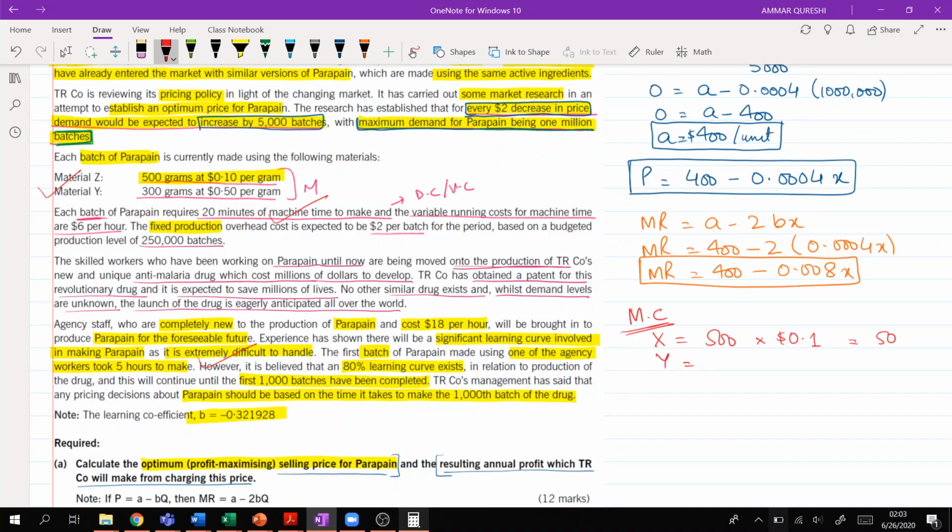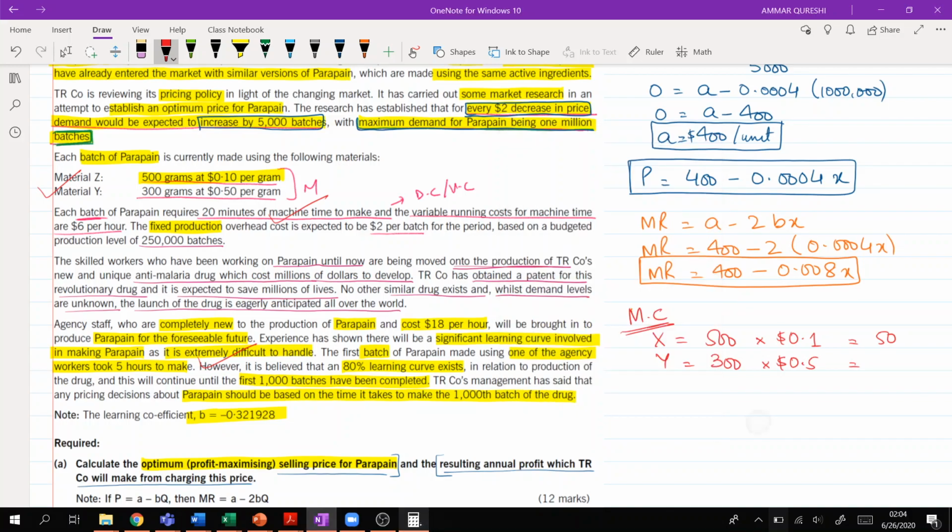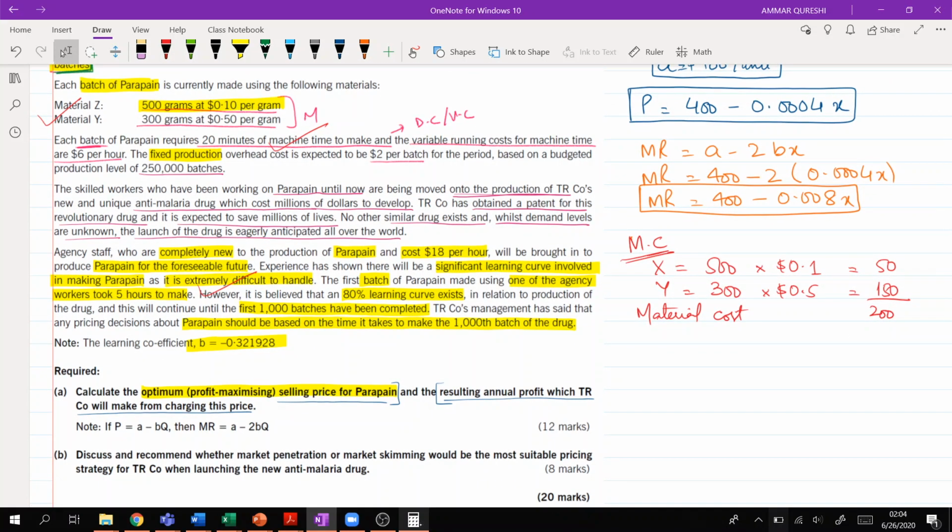And what about Y? 300 grams at the rate of $0.5 per gram, that is equal to, I think, 150. Yeah, 150. So material cost per batch is $200 per batch, right? Then there is machine cost.